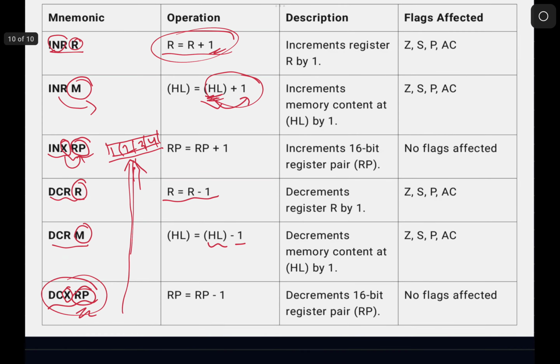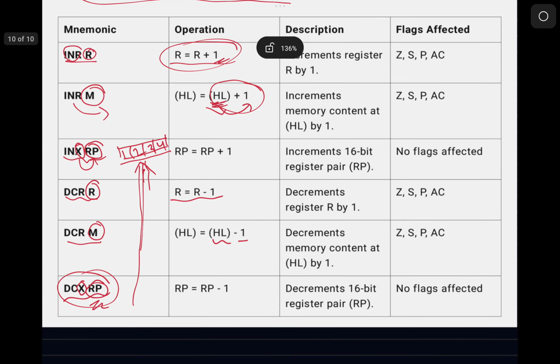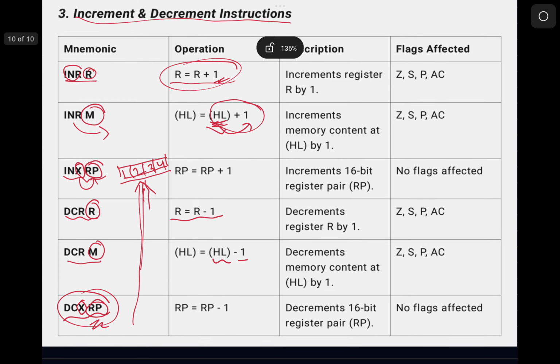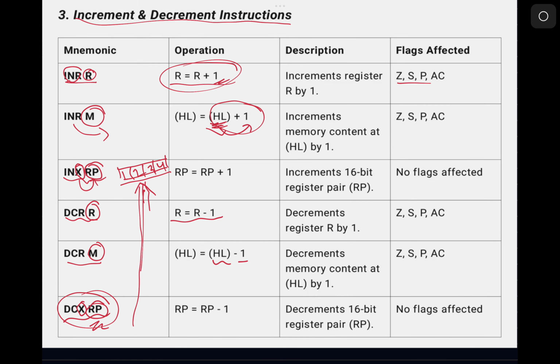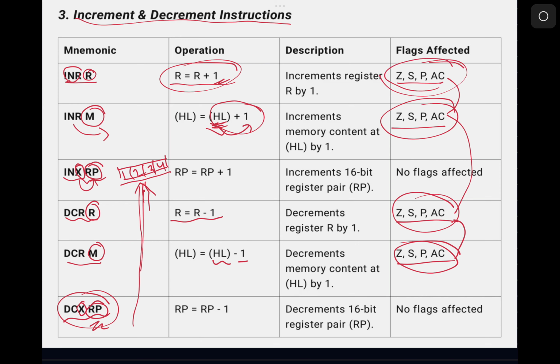Okay, if you look at the flags, this increment R, increment M, this decrement, this. Okay, increment and decrement of this 8-bit data. Okay, it doesn't generate any carry, right? So these increment and decrement are mostly used for counting purposes, and they don't need carry to be generated. Okay, it doesn't affect the carry flag because it doesn't need to.